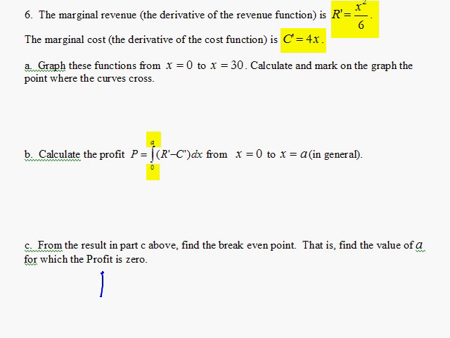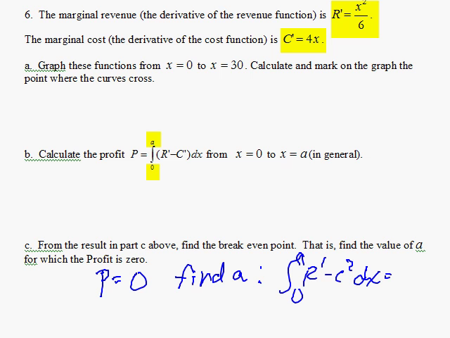So I'm looking for p equals 0. I want to find a such that this integral from 0 to a of r prime minus c prime dx equals 0. At that point, the profit is 0, which means the revenue and the cost will be equal. That's your break-even point.